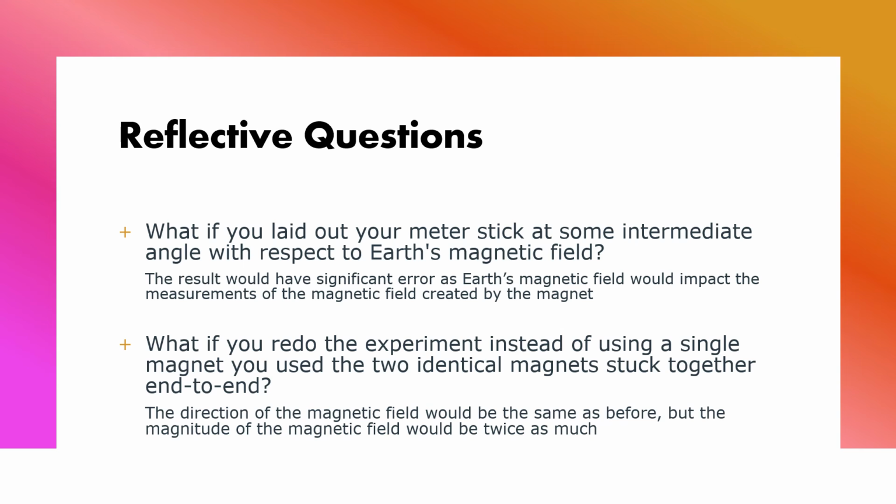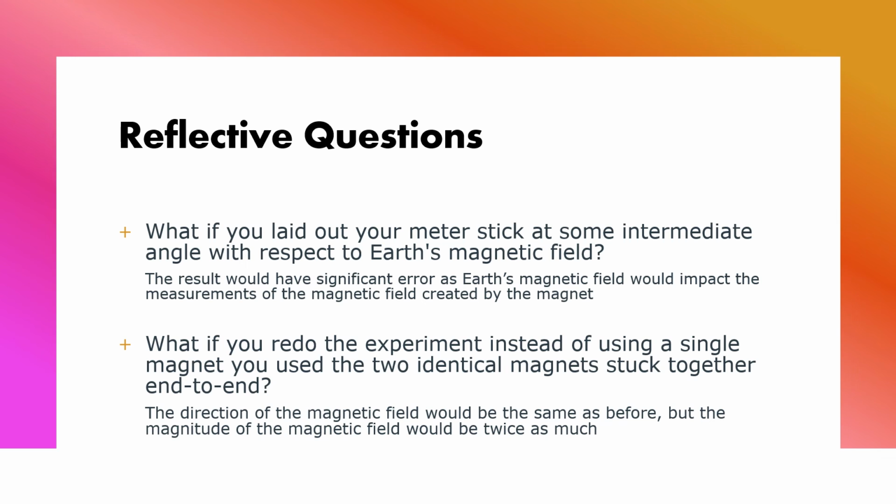Lastly, we come to the reflective questions. What if you laid out your meter stick at some intermediate angle with respect to Earth's magnetic field? The result would have significant error as Earth's magnetic field would impact the measurements of the magnetic field created by the magnet.